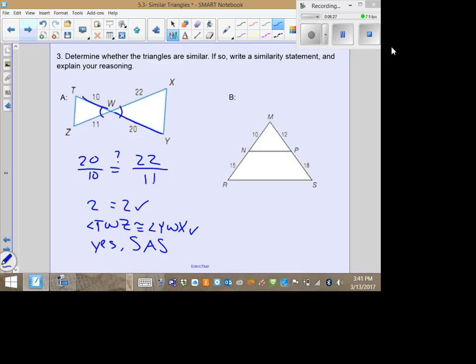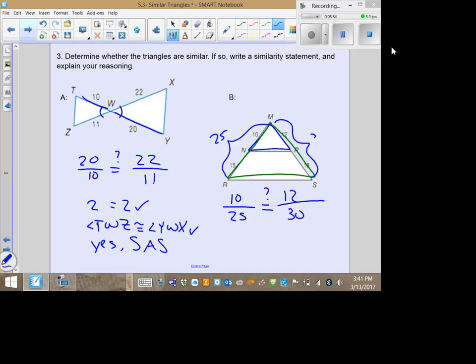On the right here, we can see that we have a smaller triangle within our big triangle. So we're going to take our 10 over our 25, which is this whole length. And we want to know if that equals our 12 over our 30, because this whole length is 30. So we get 0.4 equals 0.4. So check. And then we also see that we have angle M here in both triangles. So we get angle M is congruent to angle M. And again, note, we talked about the reflexive property. So we can say, yes, they are similar.